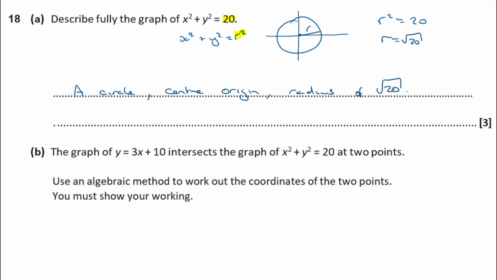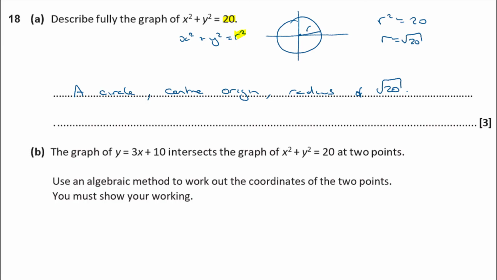Part B says the graph of y equals 3x plus 10 intersects the graph of x squared plus y squared equals 20 at 2 points. Use an algebraic method to work out the coordinates of those 2 points. Okay, so x squared plus y squared equals 20. Well, root 20 is roughly going to be about 4 and a bit, isn't it? Because 4 squared is 16, 5 squared is 25.